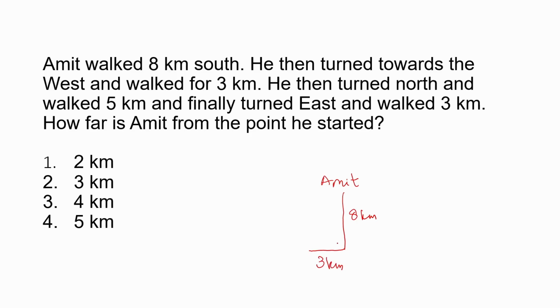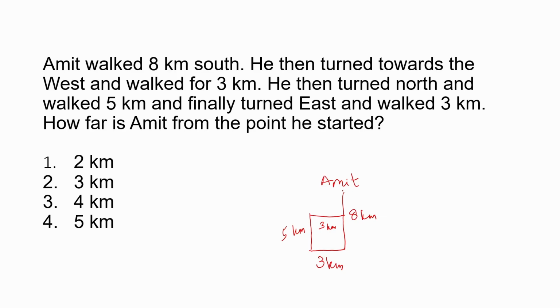He then turned north and walked 5 kilometers. So he has walked 5 kilometers north, and finally turned east and walked 3 kilometers. Okay. So you have to presume he has walked parallel. The question asked is, how far is Amit from the point he started?